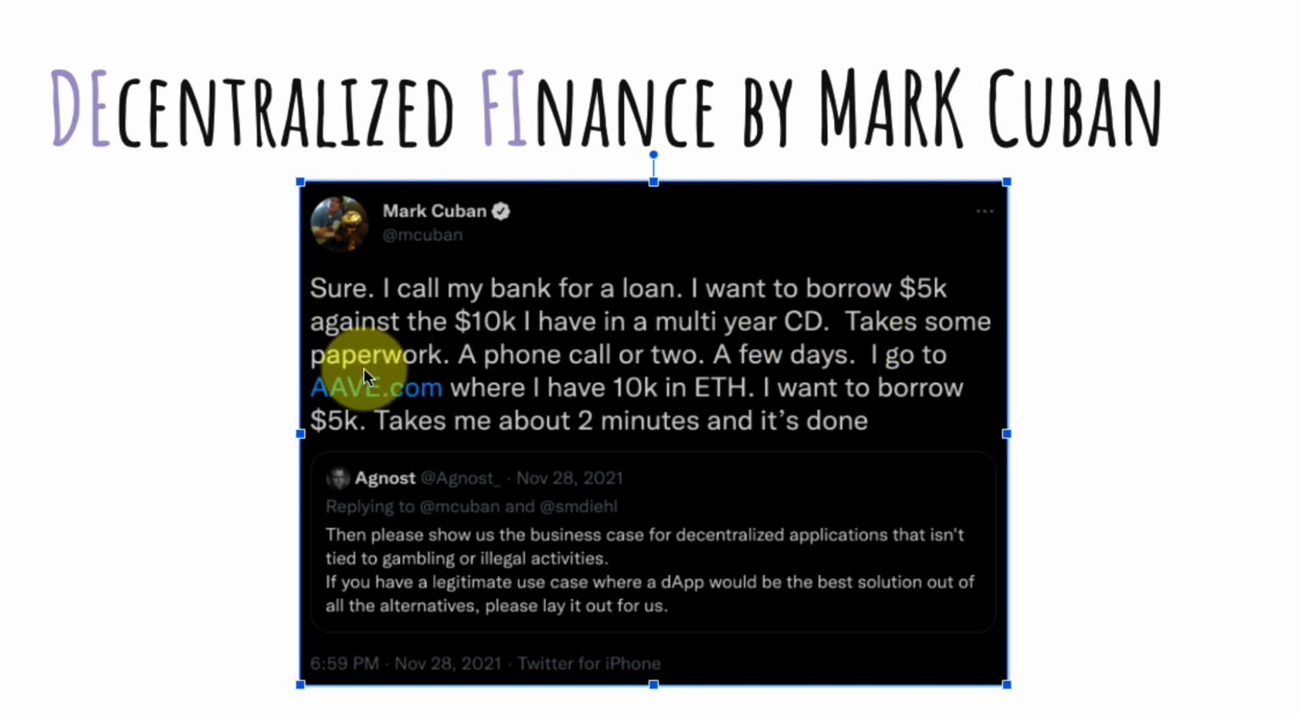Takes some paperwork, a phone call or two, a few days. I go to Aave.com. So this is the other side. So it takes a phone call or two, a few days, and signing on paperwork.